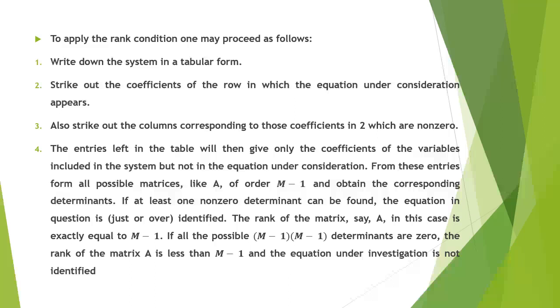From these entries form all possible matrices like A of order m-1 and obtain the corresponding determinants. If at least one non-zero determinant can be found, the equation in question is just or over identified. The rank of a matrix in this case is exactly equal to m-1. If all the possible m-1 by m-1 determinants are 0, the rank of the matrix A is less than m-1 and the equation under investigation is not identified.